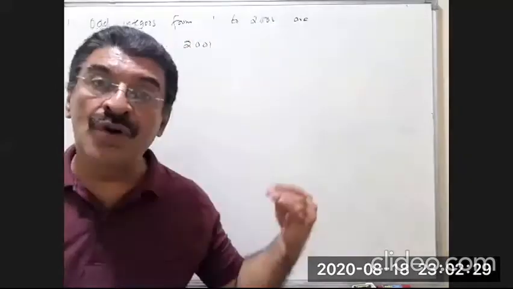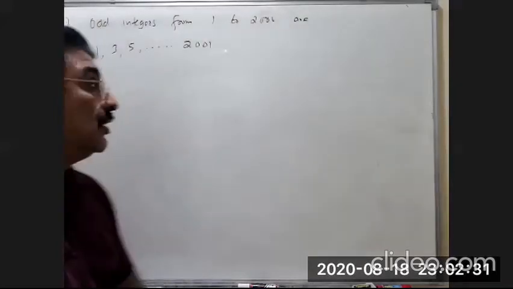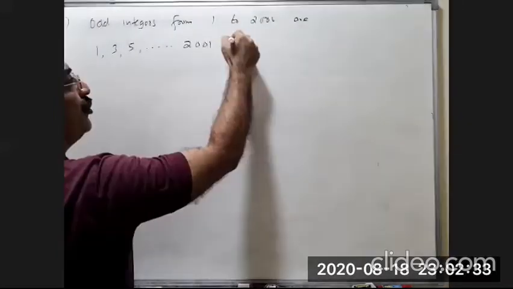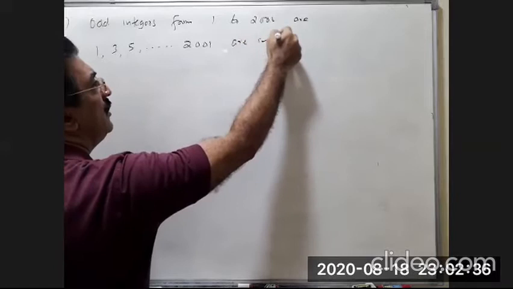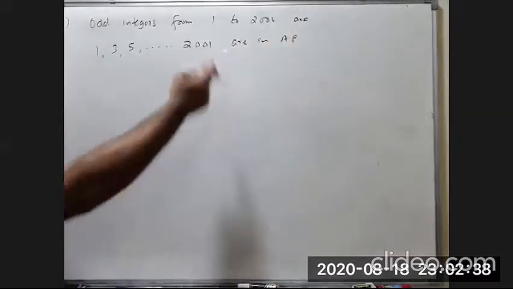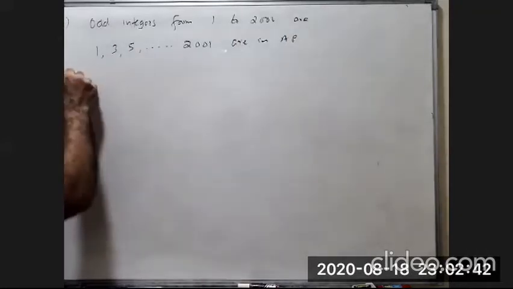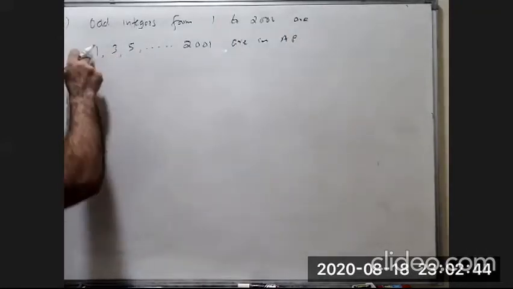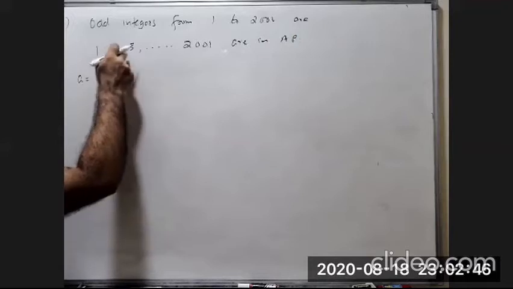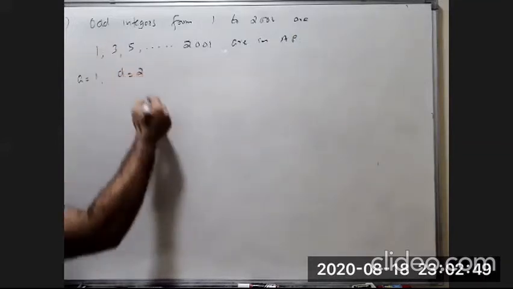These are the odd integers from 1 to 2001. Definitely, these form an AP. You can observe it's an AP. And whenever an AP is known, we write a and d. a stands for the first term, and d is 3 minus 1, which is 2.